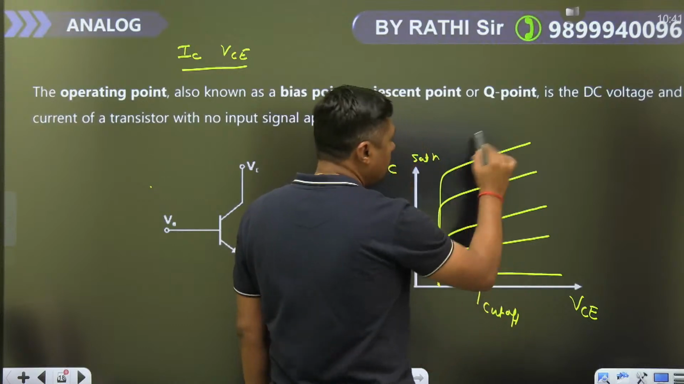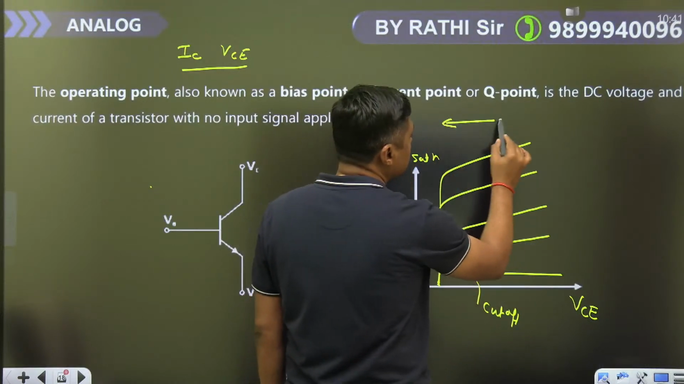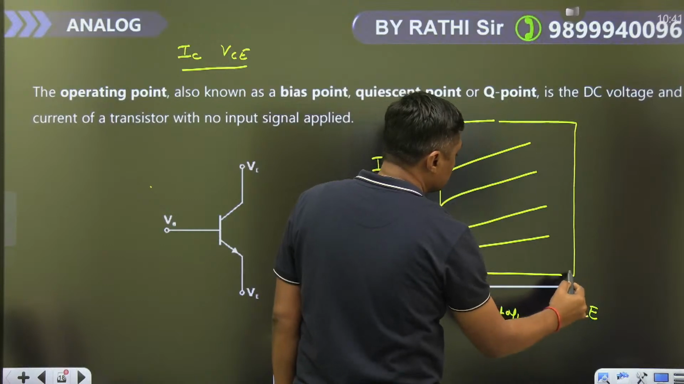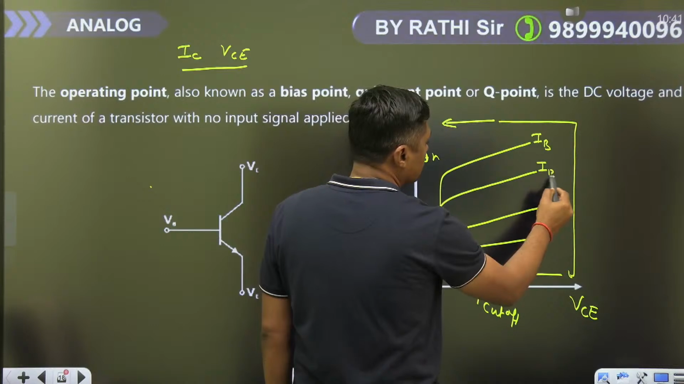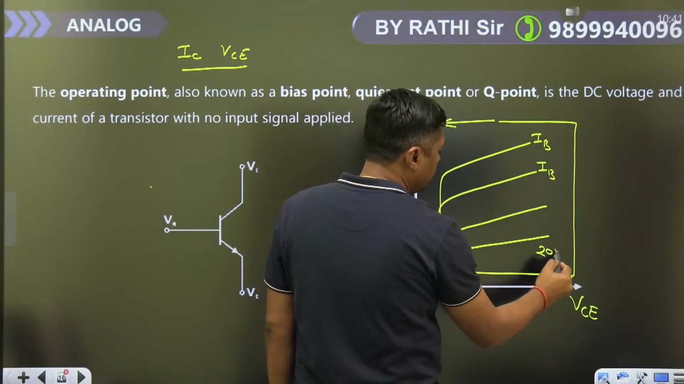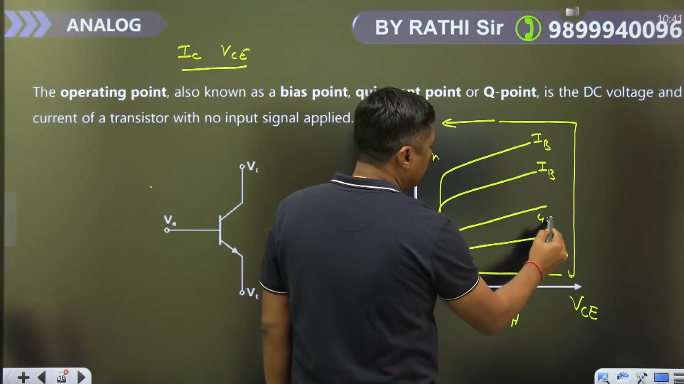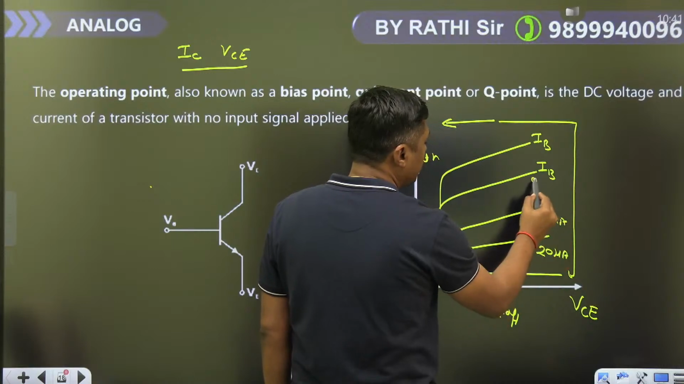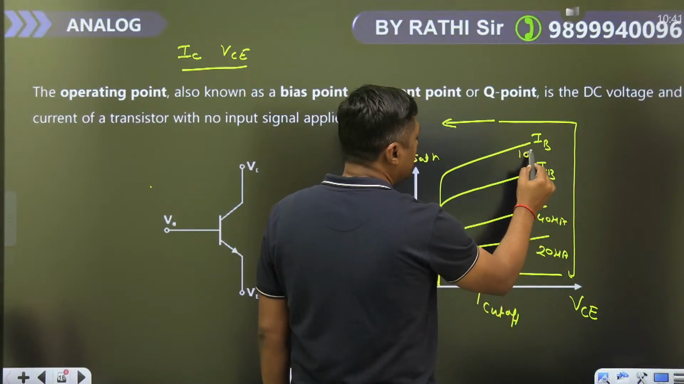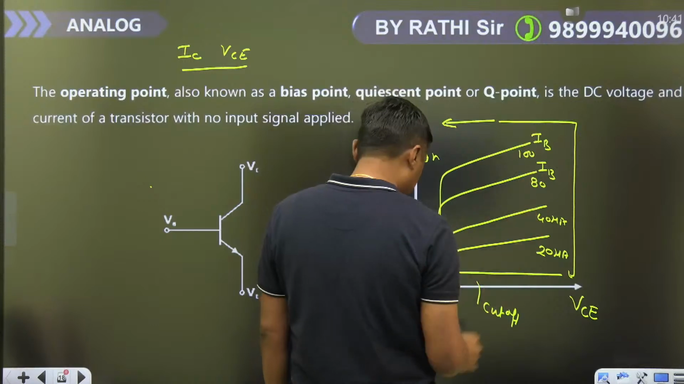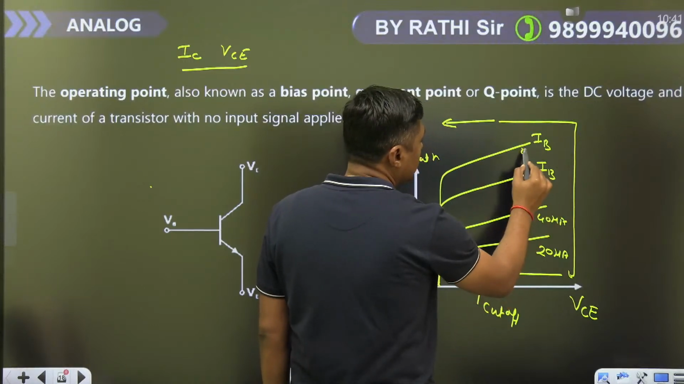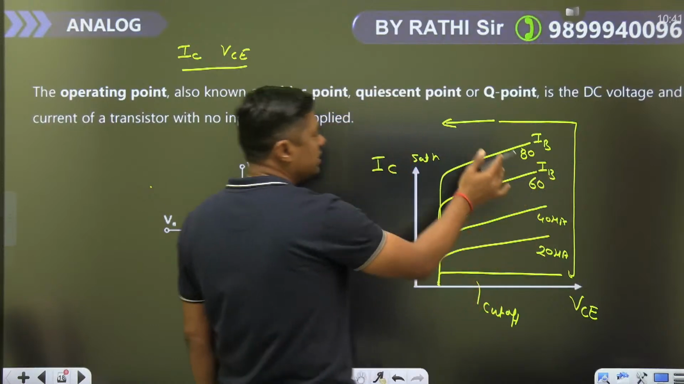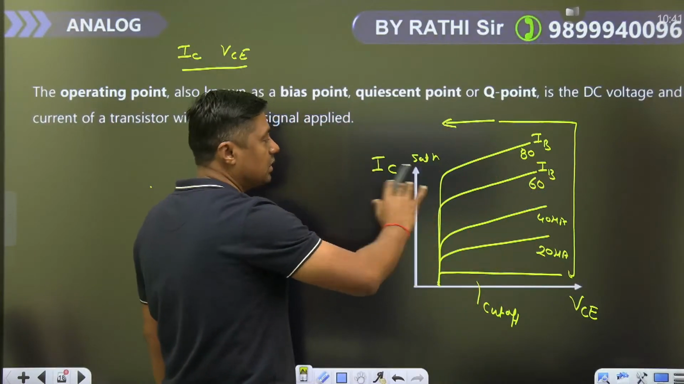and that is called what? Active region. From this point to this point, this is called active region. For different values of IB, we have a different curve. For example, 20 microampere, 40 microampere, 60, 80, 100 microampere, and so on. This is the curve.